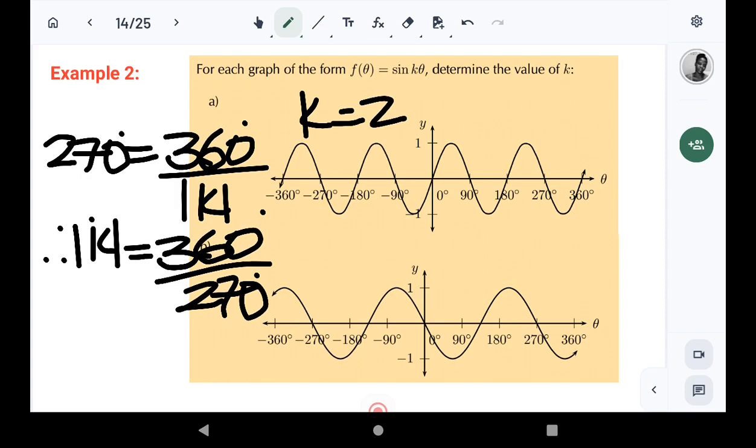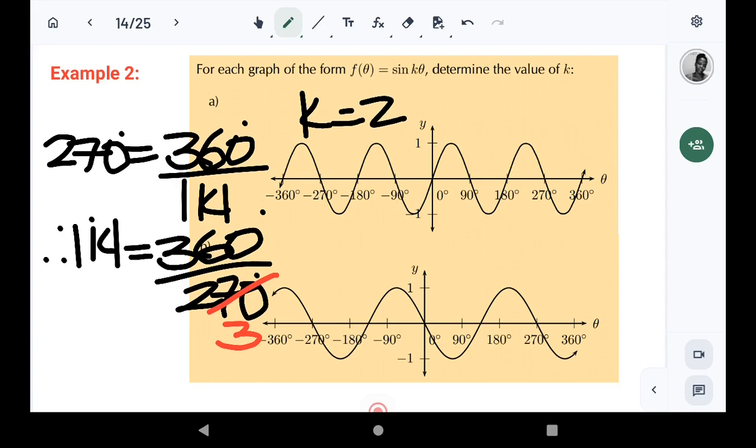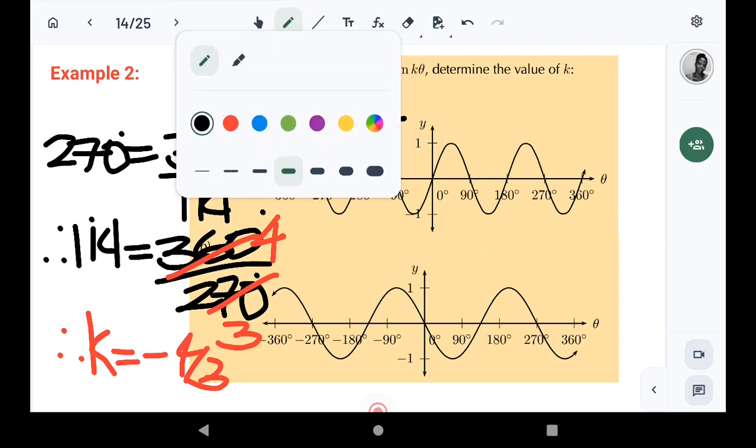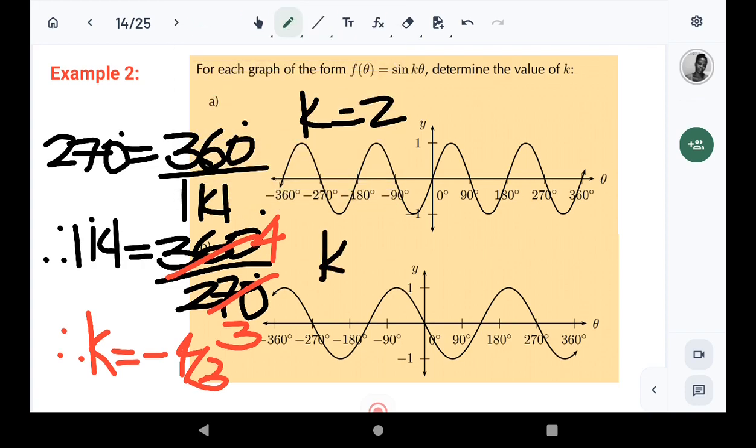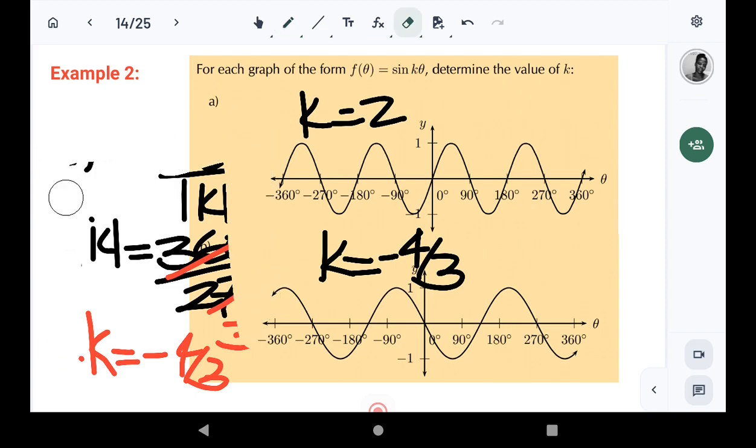Now, 90 degrees goes into 270 three times and into 360 four times. So, therefore, your k equals negative 4 over 3. Remember, because you start with a minimum turning point, your k is negative. And that is how you answer questions like this. Next.